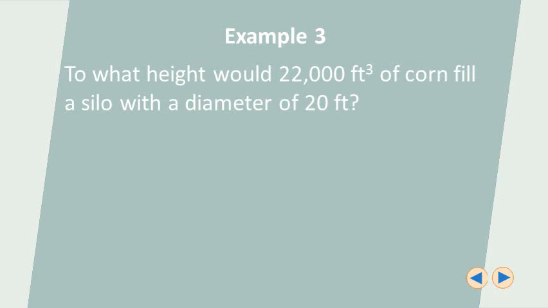Now here is what I said earlier. If you're given the volume, 22,000 cubic feet, and you're given the diameter so that you can figure out the area of the base rather easily, what is the height of corn that you could fill? Okay, if you got 22,000 cubic feet. So look at the picture here of the silo.